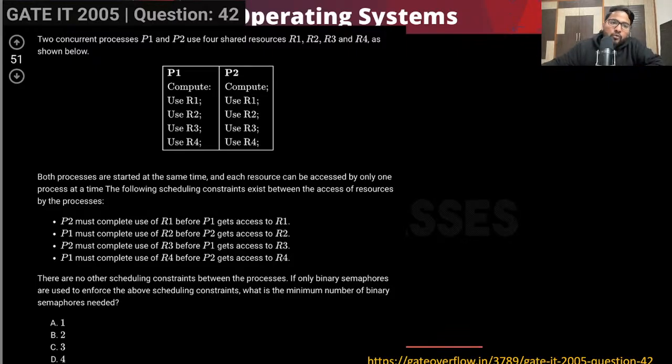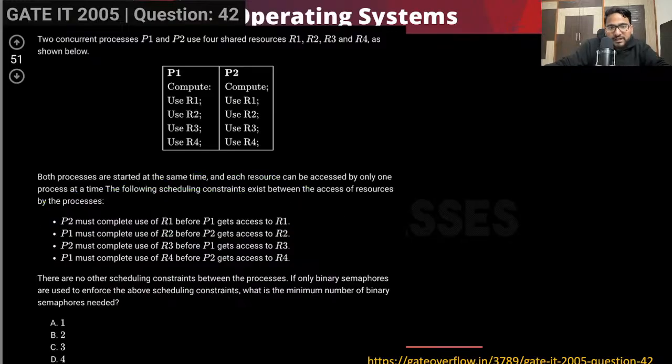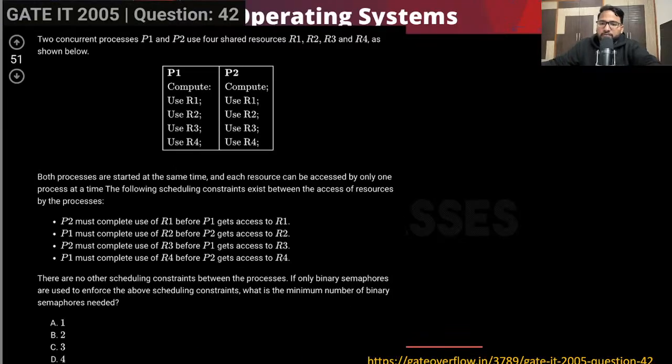Let's see what they're saying. There are two processes, P1 and P2, and there are multiple resources, R1, R2, R3, R4. P1 wants to use this, P2 wants to use this, but there is a certain order that they have written. I've copied that order on the next page. They are saying P2 must complete R1. Basically they are saying that after R1, this should happen. So first let me just copy it. What they are saying is something like this.